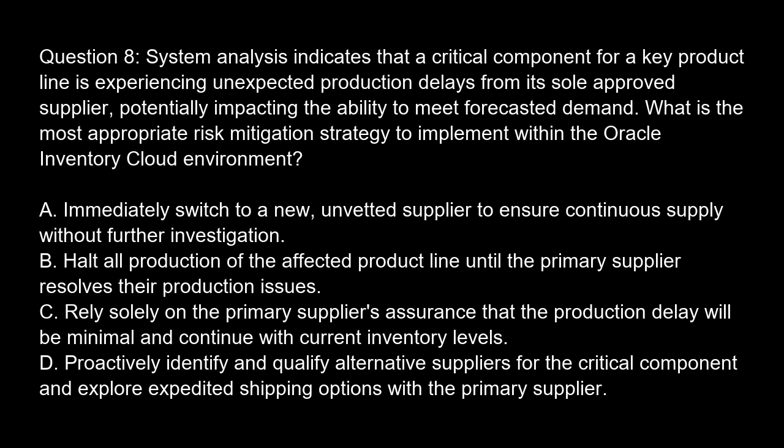Option A. Immediately switch to a new, unvetted supplier to ensure continuous supply without further investigation. Option B. Halt all production of the affected product line until the primary supplier resolves their production issues. Option C. Rely solely on the primary supplier's assurance that the production delay will be minimal and continue with current inventory levels. Option D. Proactively identify and qualify alternative suppliers for the critical component and explore expedited shipping options with the primary supplier.